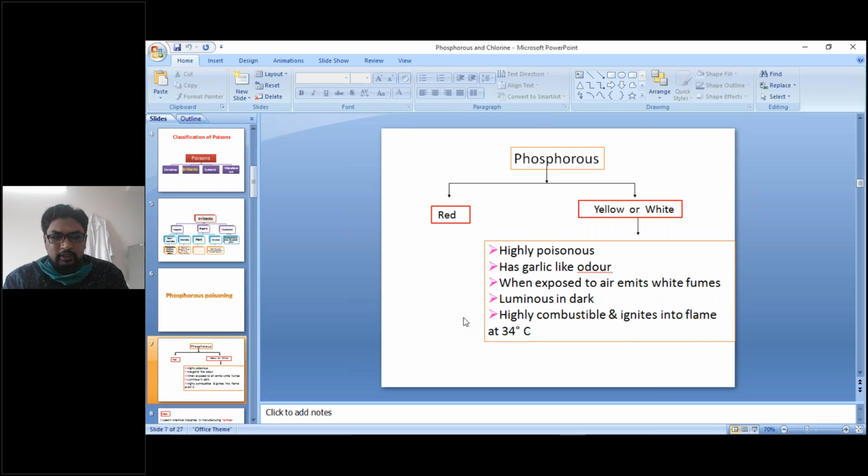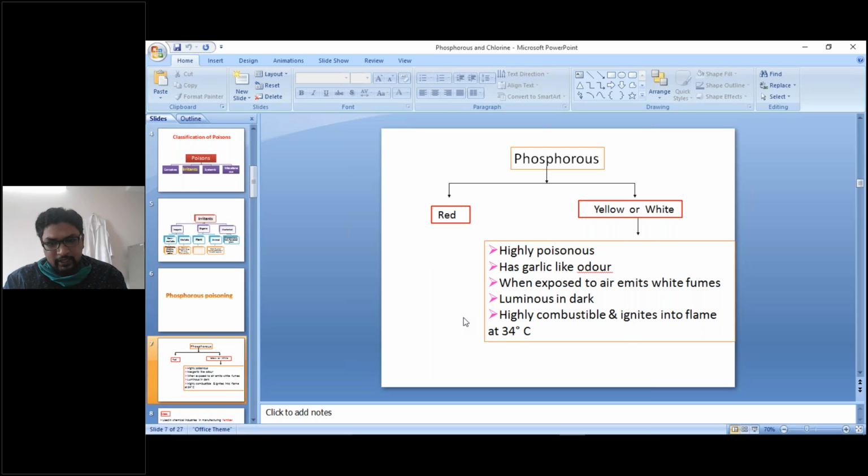That's why most of the uses of phosphorus are in firecrackers. The white color of the firecracker is nothing but phosphorus. So phosphorus is of two types. One is red phosphorus, another is yellow or white phosphorus. Red phosphorus is non-poisonous. Yellow or white phosphorus is highly poisonous. It has a garlic odor and it emits white fumes.